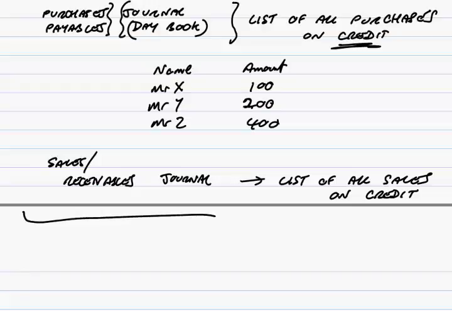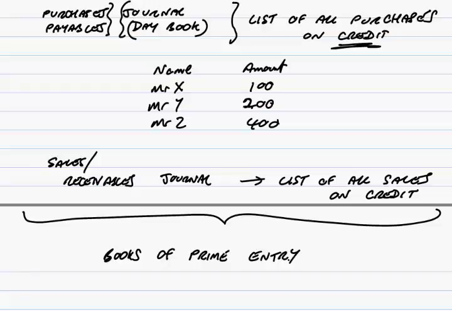Now, they're called books of prime entry, or first entry. And the important thing is they are simply lists. There's no double entries. Well, of course, we do need a double entry.